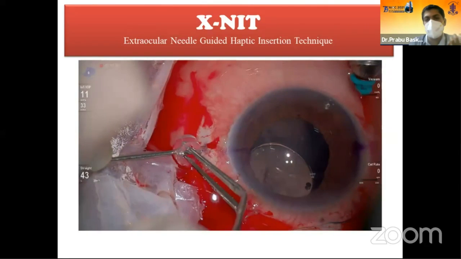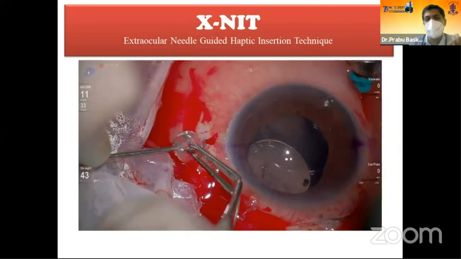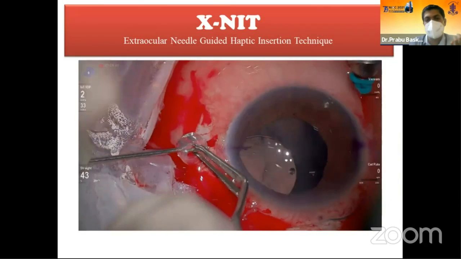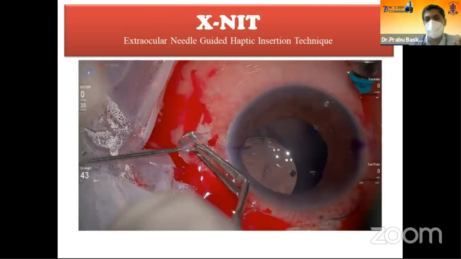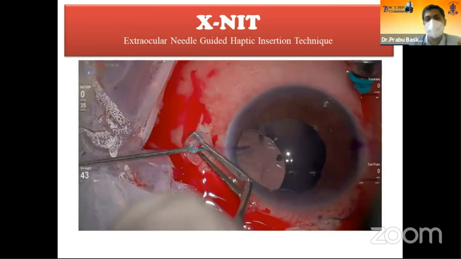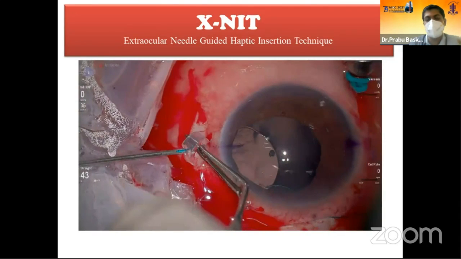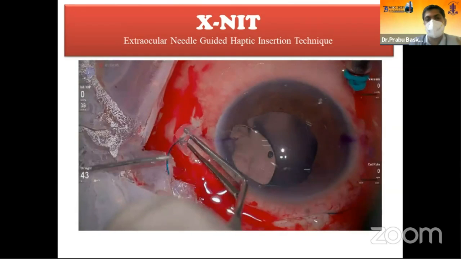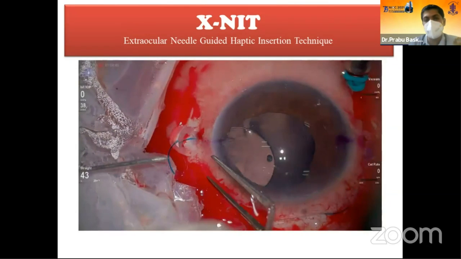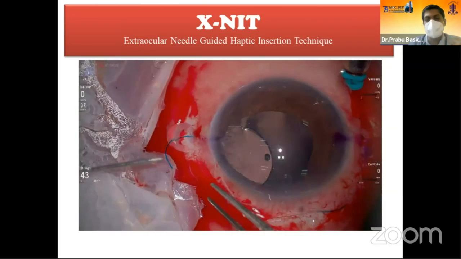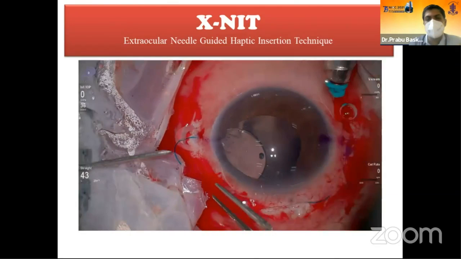So once you see the blue portion of the haptic, gently hold it and try to disengage the needle. So you can see simply at one go, the dual protection silicone stopper has been changed from the shaft of the needle to the haptic.